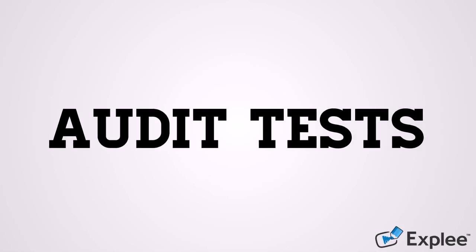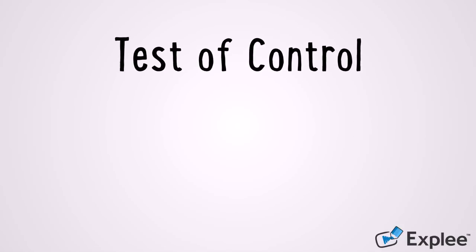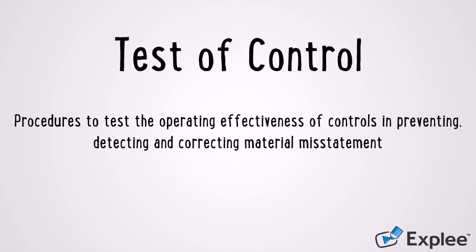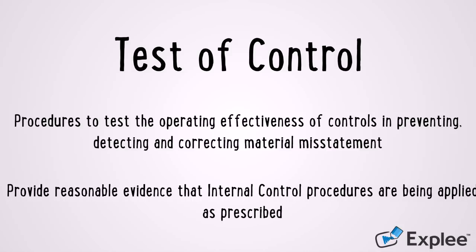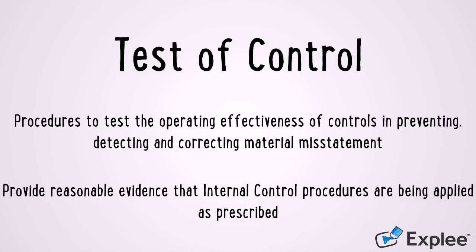Audit test. Tests of control are procedures to test the operating effectiveness of controls in preventing, detecting and correcting material misstatement. They provide reasonable evidence that internal control procedures are being applied as prescribed.